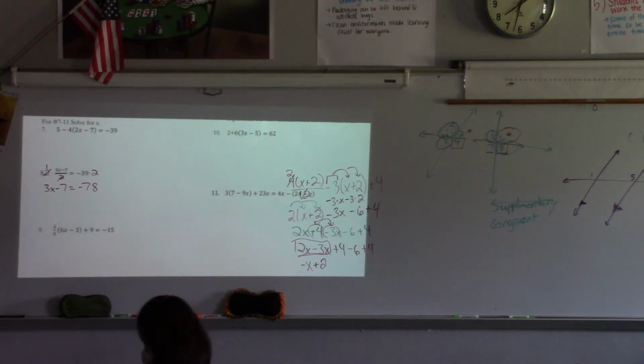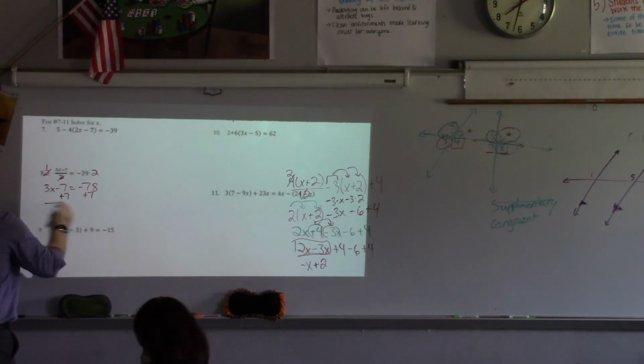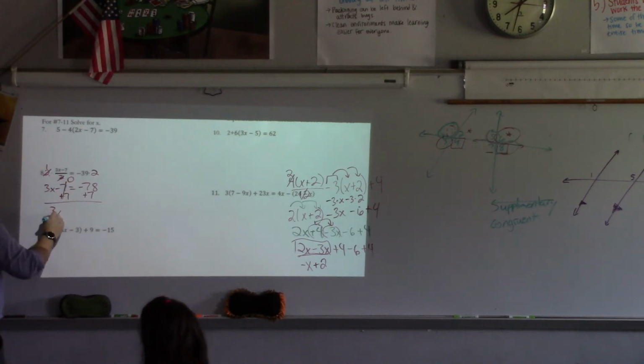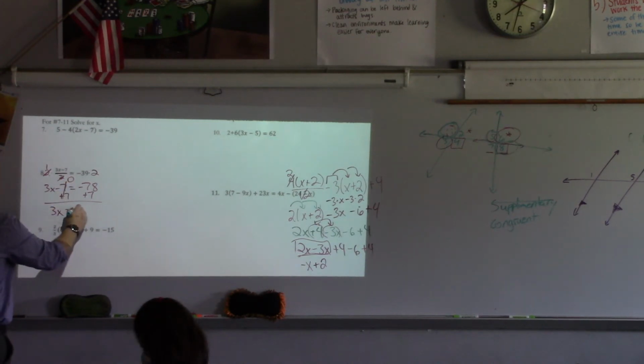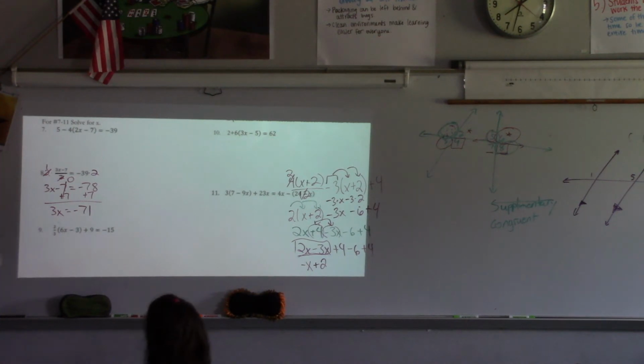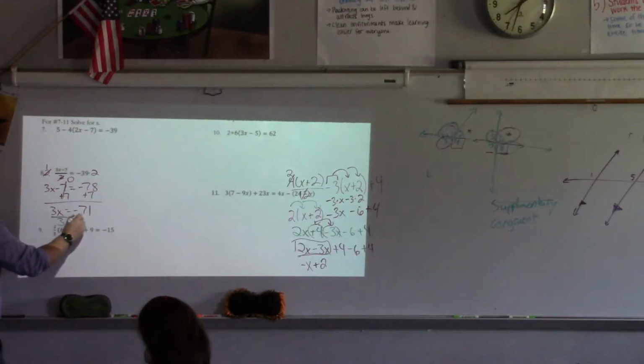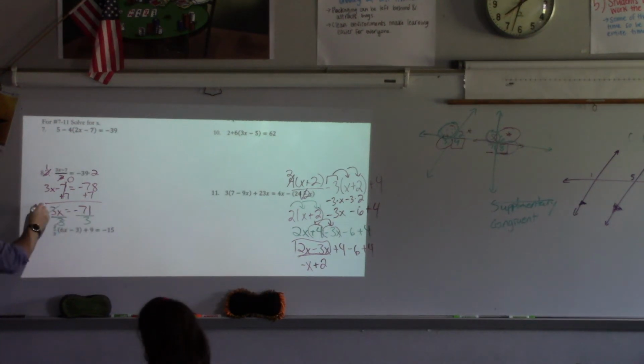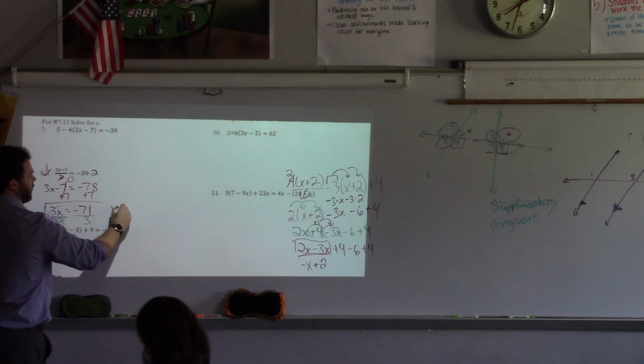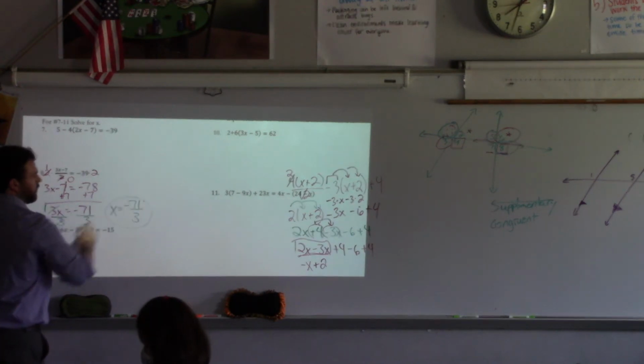Add 7. What number do you want? Number 8. So add 7. What is negative 7 plus 7? 0. 3x is equal to negative 70. Divide by 3. So, what would I do from here? Divide by 3. 3 divided by 3 is 1. So 1x is equal to... I don't think that simplifies, so it'll just be that.